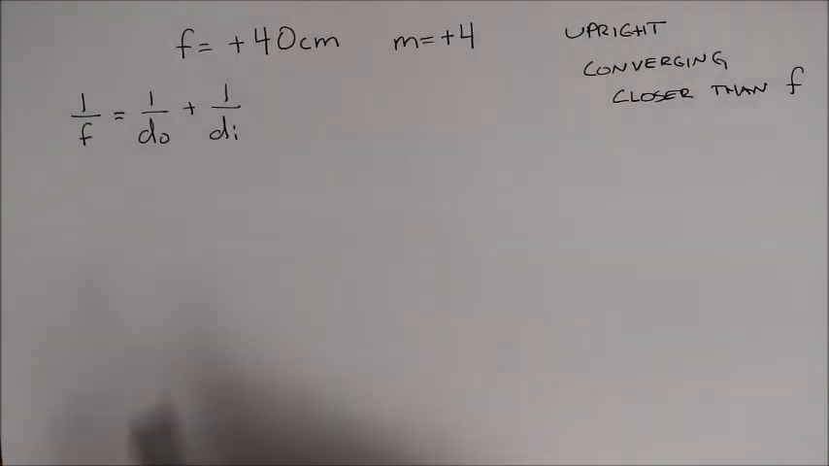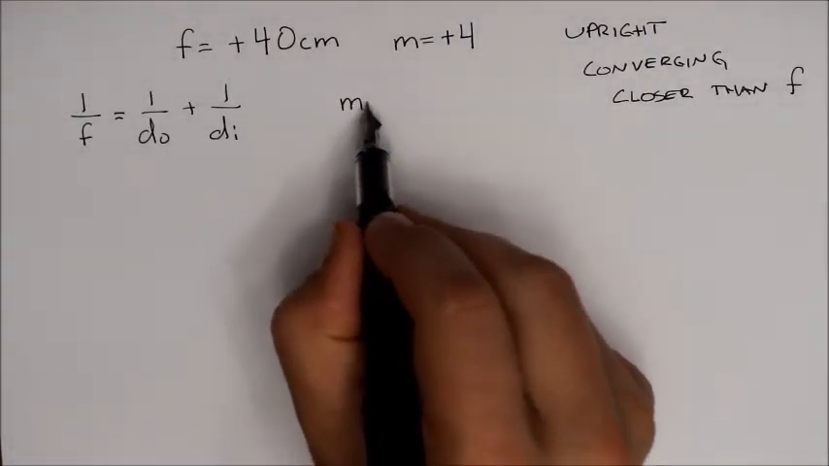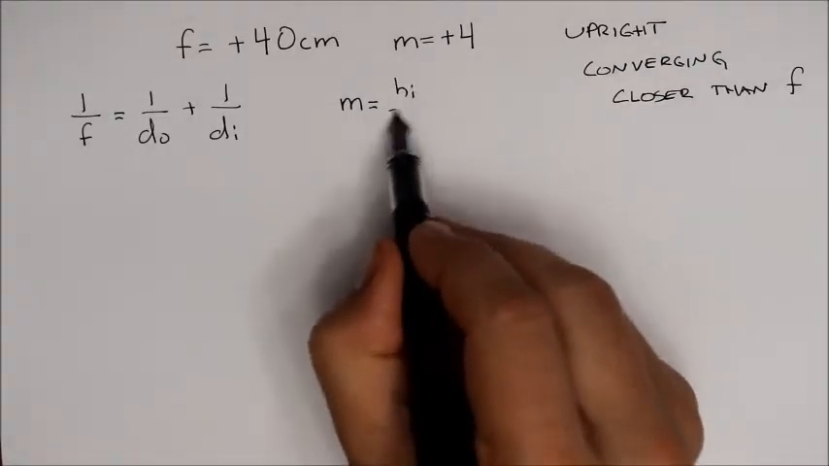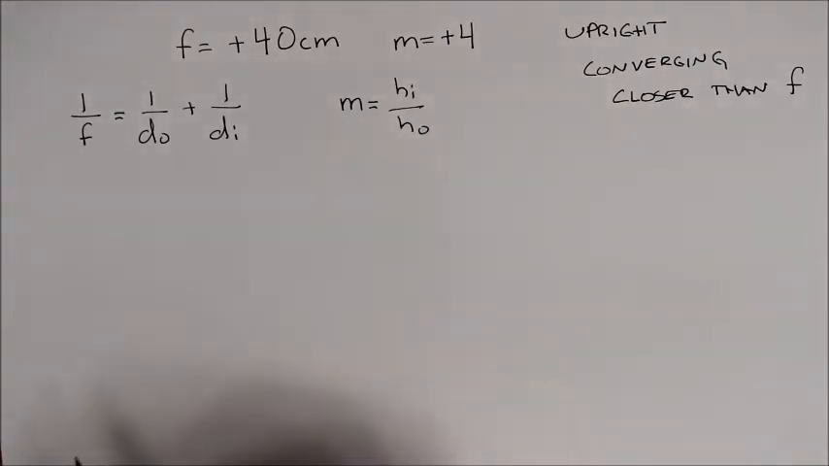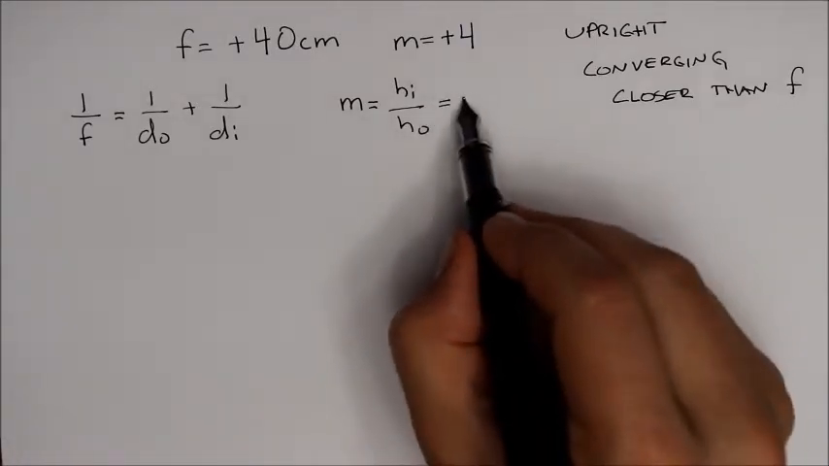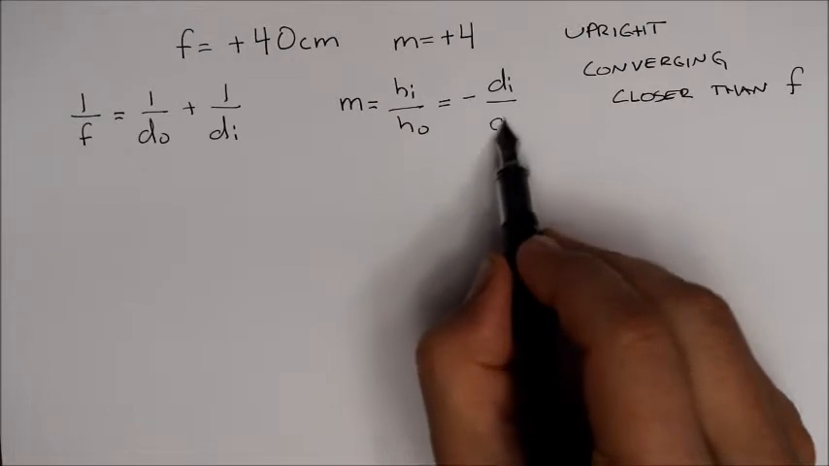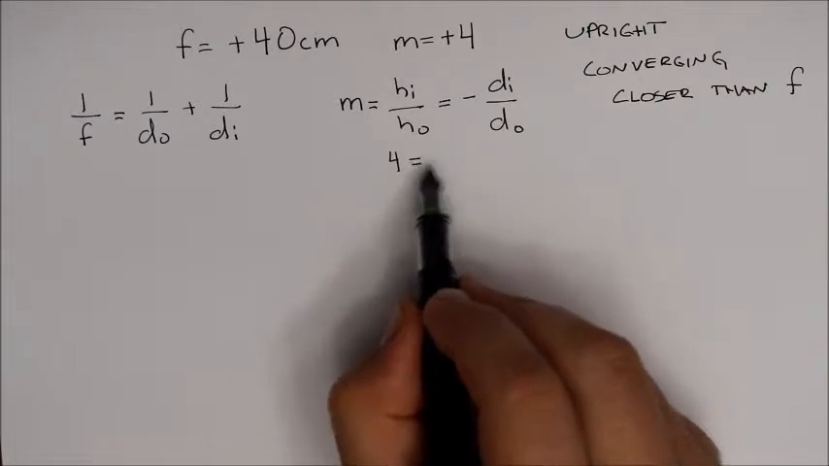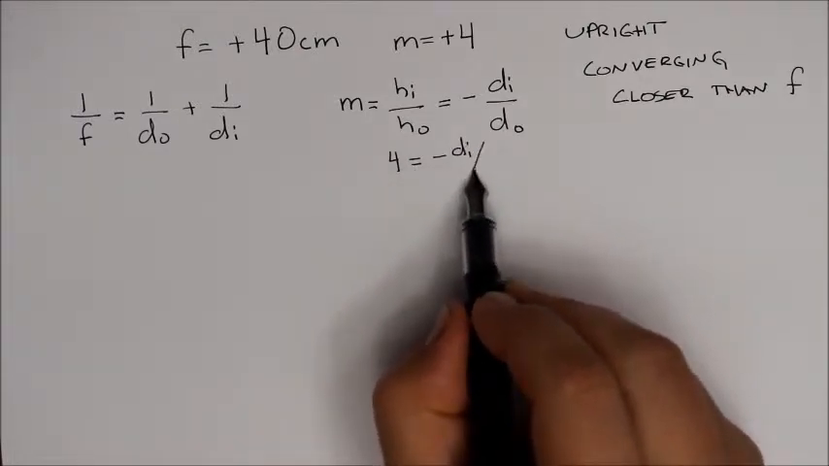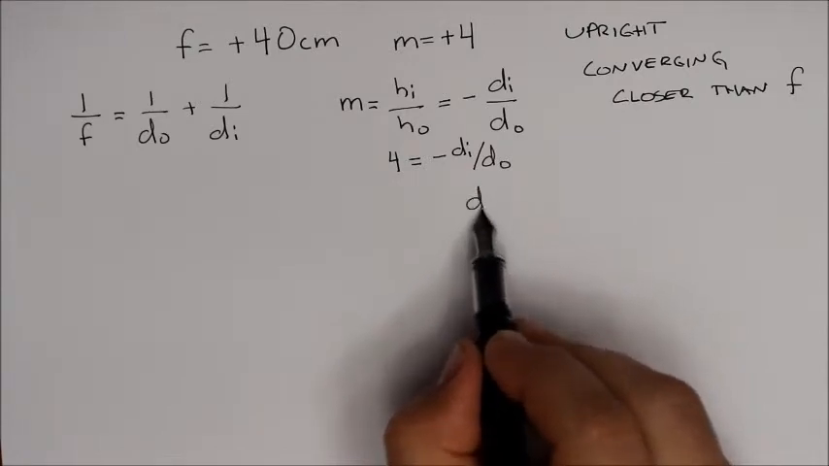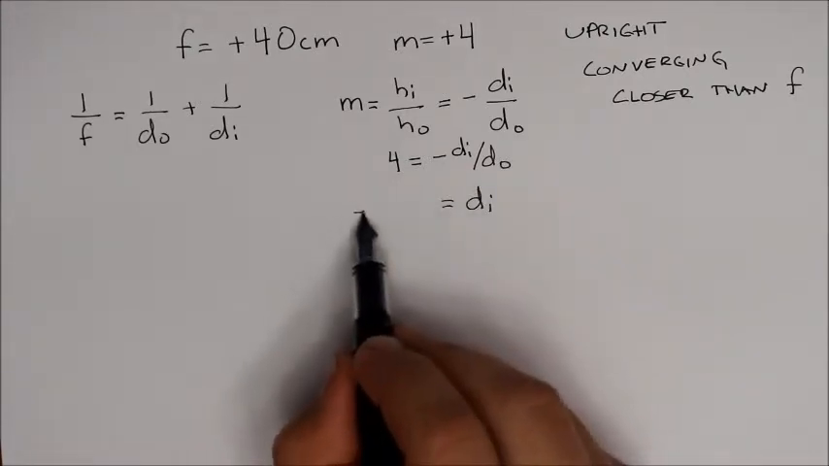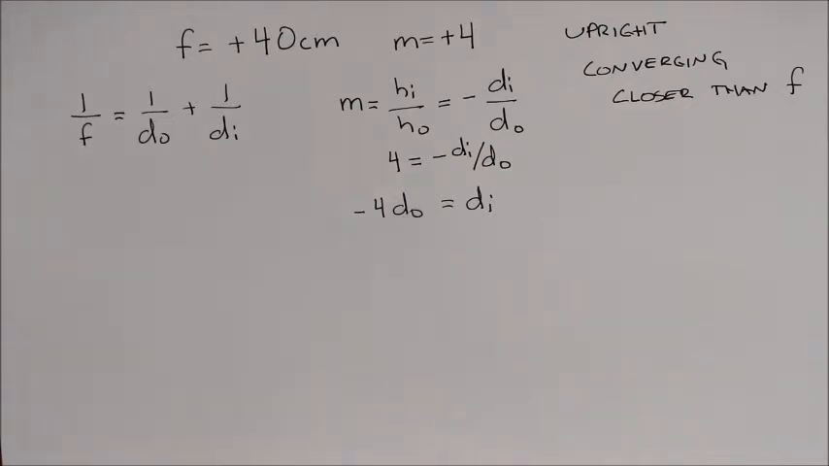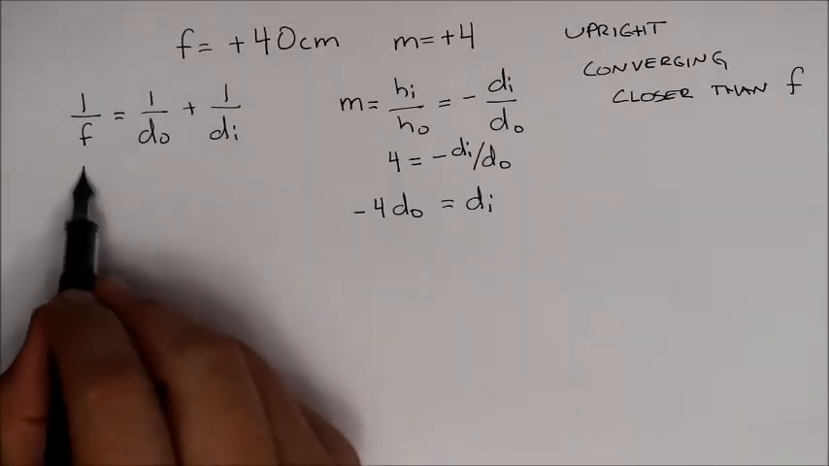Well, I know my magnification, which gives me a relationship between DO and DI. I know that magnification is HI over HO, which doesn't really help me, but I also know that it is negative DI over DO. And so in this case, I know that 4 equals negative DI over DO, or solving for DI, DI equals -4 DO. So now I can plug this into this equation, and I'll see that it'll work quite straightforward because it will give me DO. So I'll plug some things in here.